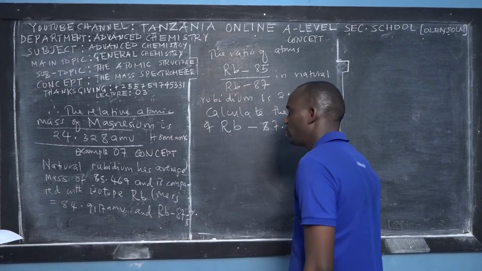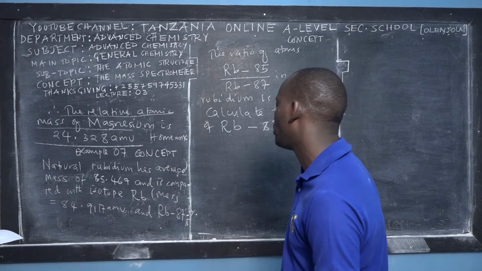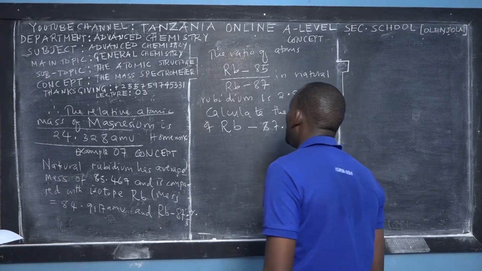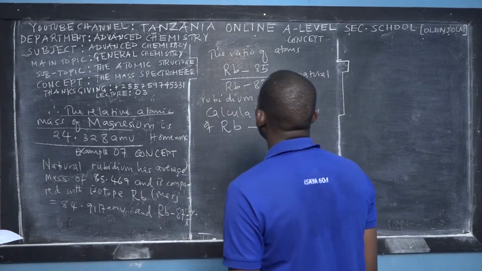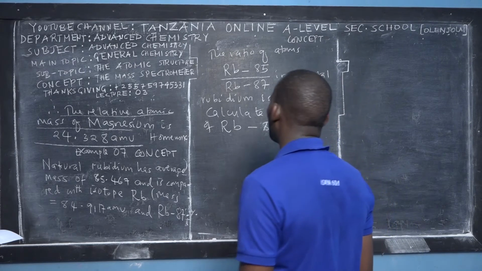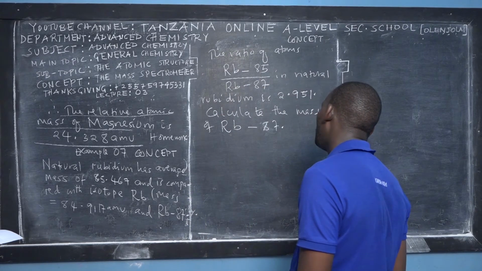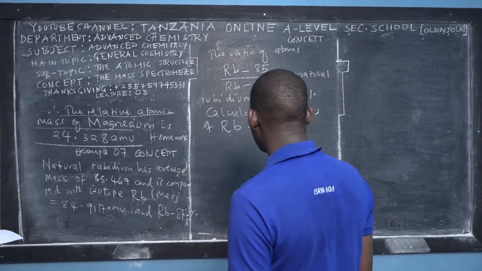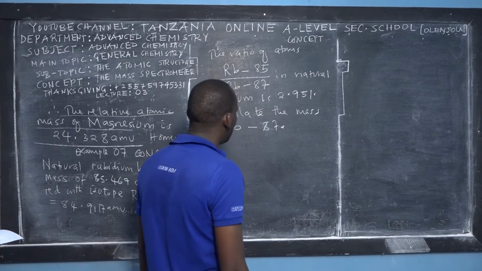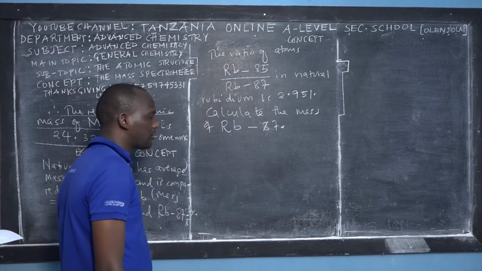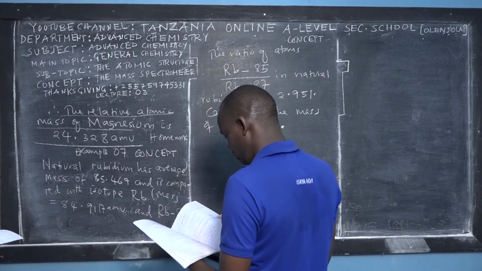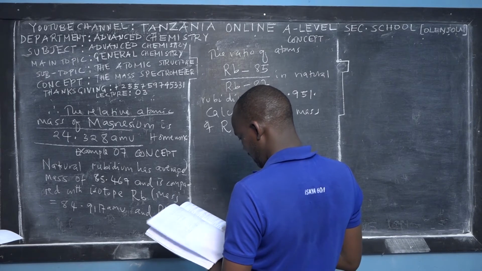Okay, so the question said natural rubidium has an average mass of that value and is composed of isotopes with those masses. The ratio of atoms, rubidium 85 over rubidium 87 in natural rubidium, is 2.95. Calculate the mass of rubidium 87. So you have to be careful on this concept. Let me leave you another homework.